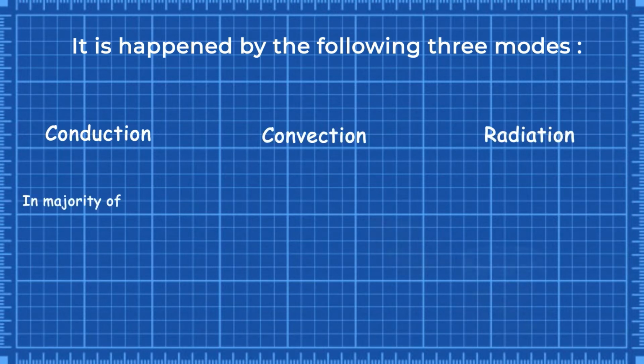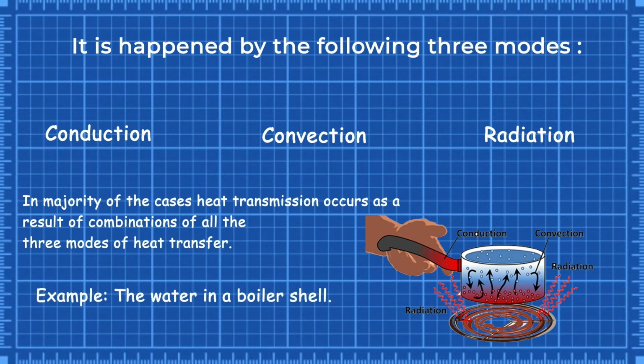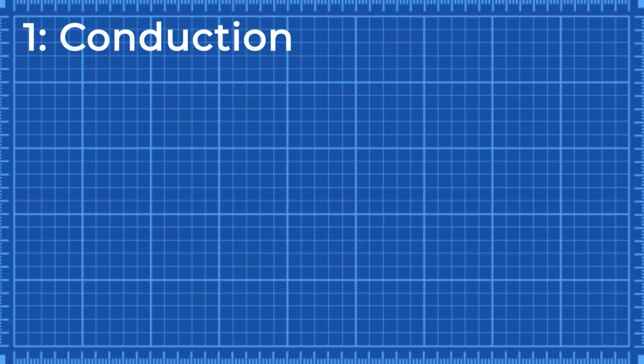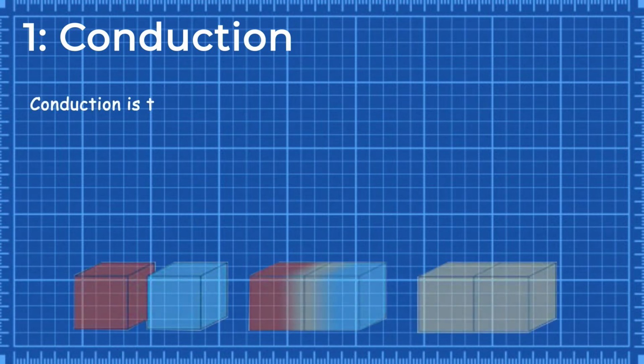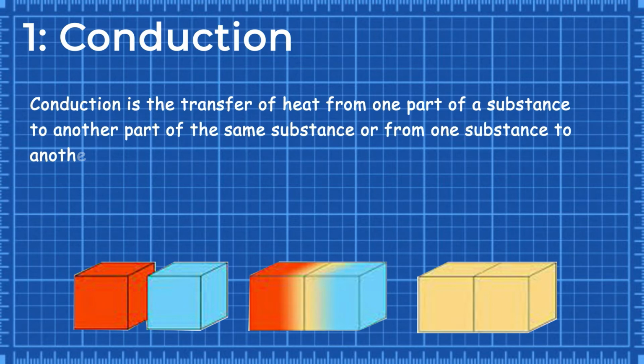In the majority of cases, heat transmission occurs as a result of a combination of all three modes of heat transfer. Example: the water in a boiler shell. 1. Conduction. Conduction is the transfer of heat from one part of a substance to another part of the same substance, or from one substance to another in physical contact with it.